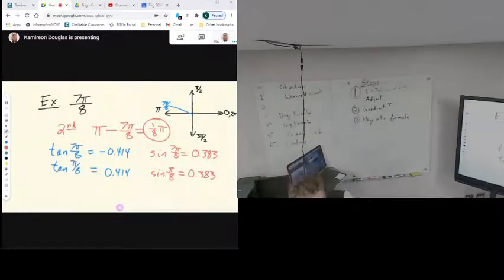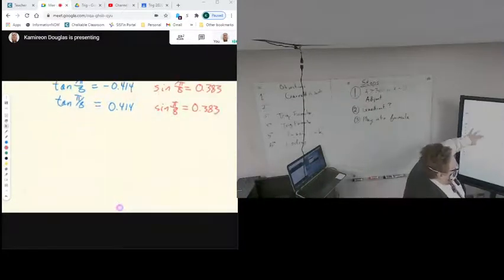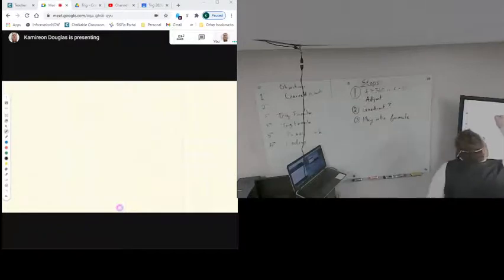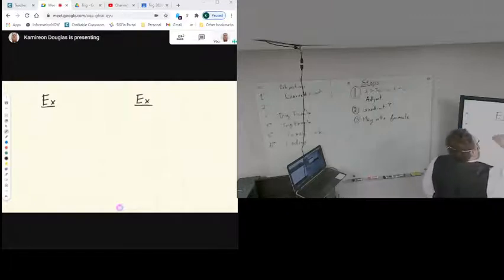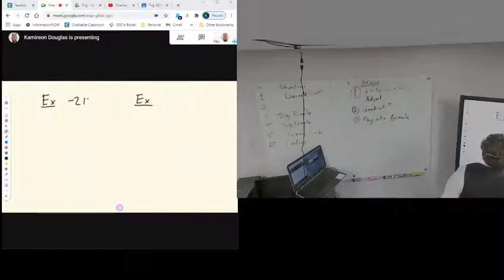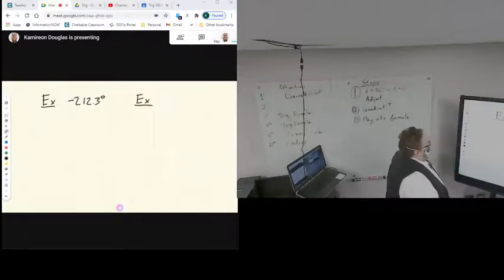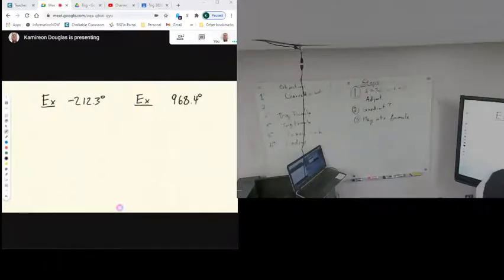Always, forever. I'm going to post two on the board this time. They'll both be degrees. One will be a negative degree, one will be a big positive degree. We'll do references for both. Here we go. 2 this time. Like 2 different problems? Yep. Example. Let's go with negative 212.3 degrees. And the big positive, let's go with 968.4. Really drastically huge, massive.